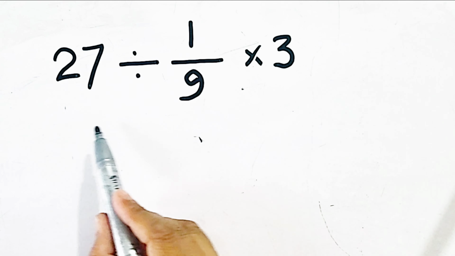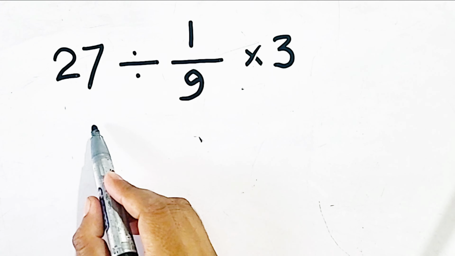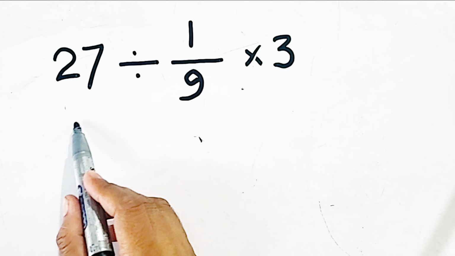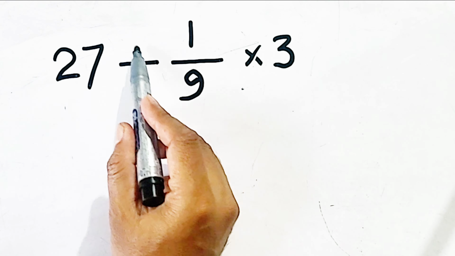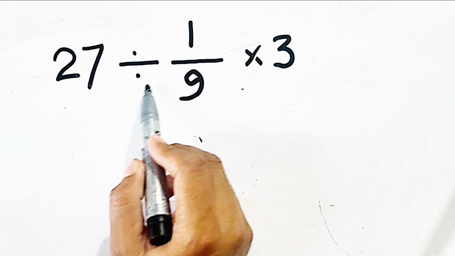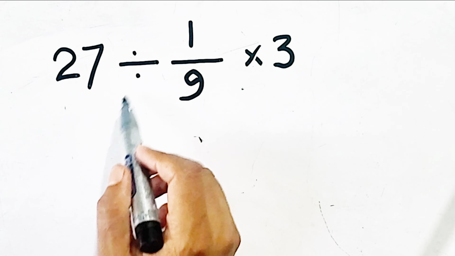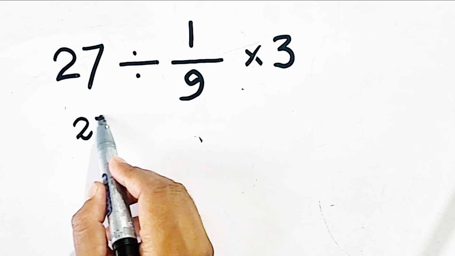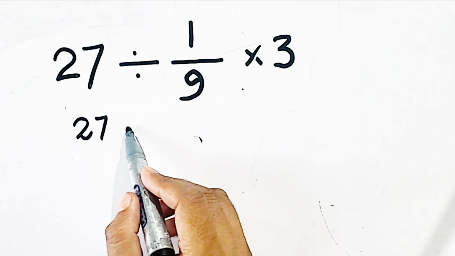So the accurate and correct solution for this question is by moving from left to right. Division is at left, multiplication is at right. So we have to handle this division first. So 27 will be written as it is.